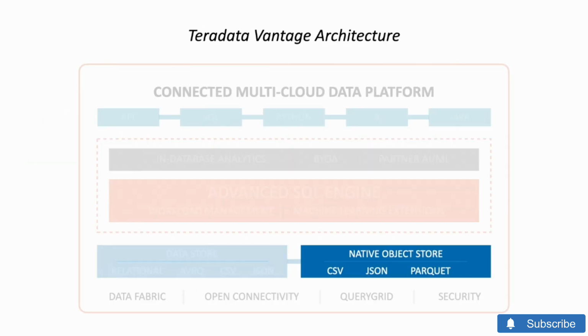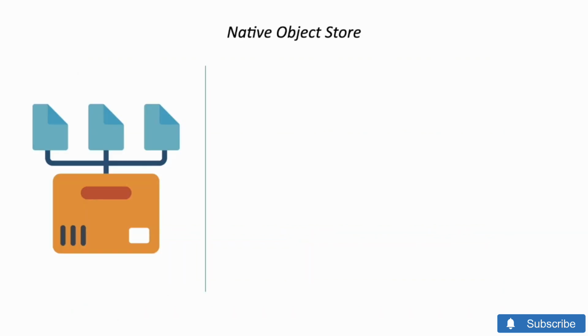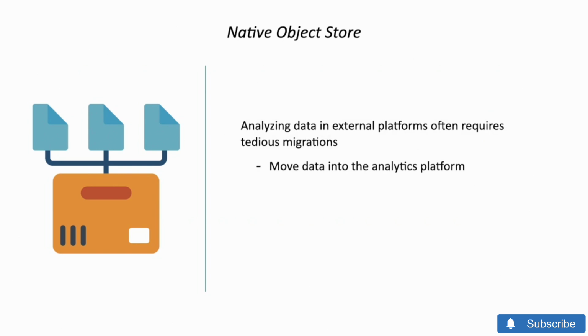Heading back then to the architecture diagram, another important component is the native object store, which adds to the flexibility of Teradata Vantage. There may be many occasions where the data which currently resides in an external platform will need to be analyzed, and with most analytics tools, this will require a migration of the data into the platform. This, of course, can prove very tedious and time-consuming, and beyond that, it is often a temporary measure since the data will often be removed right after analysis is performed.